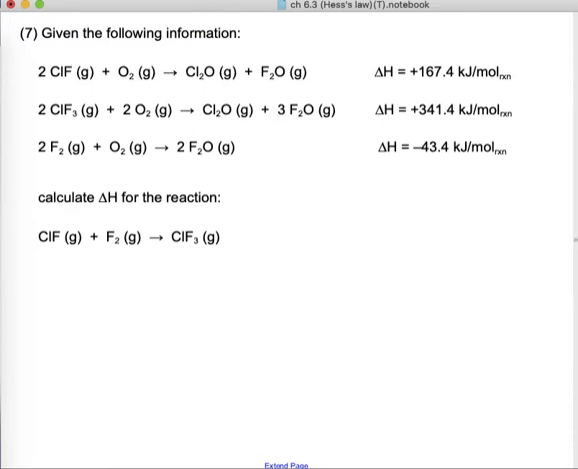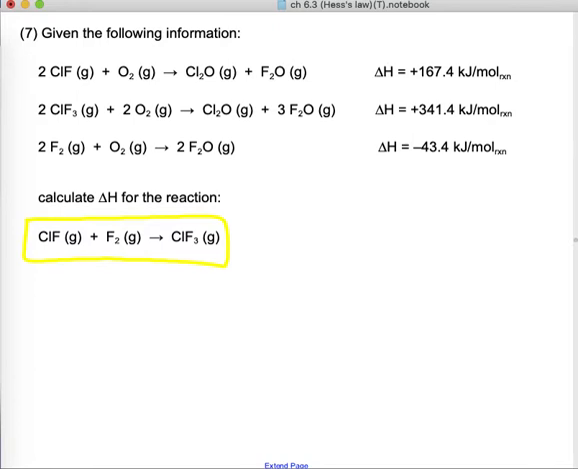It turns out historically a lot of this was done with combustion reactions because it turns out to be pretty easy to measure the enthalpy change for a combustion reaction. We want to use this information to calculate the standard enthalpy change for the reaction of 1 mole of chlorine monofluoride and 1 mole of elemental fluorine to form 1 mole of chlorine trifluoride, which it turns out you cannot do in a single step. So what do we have to do to get to this final equation?